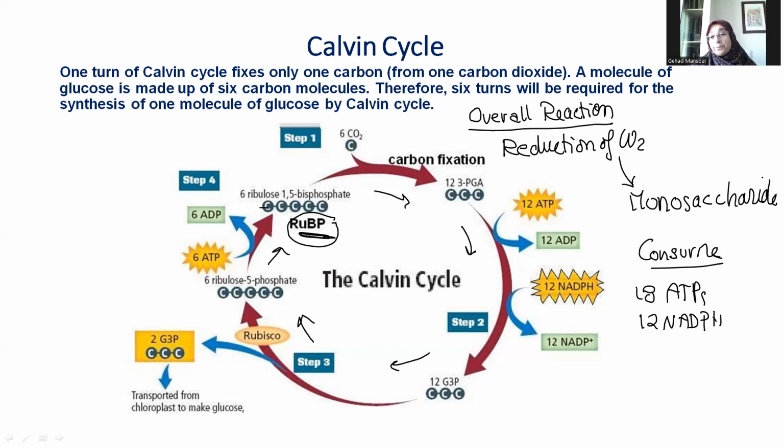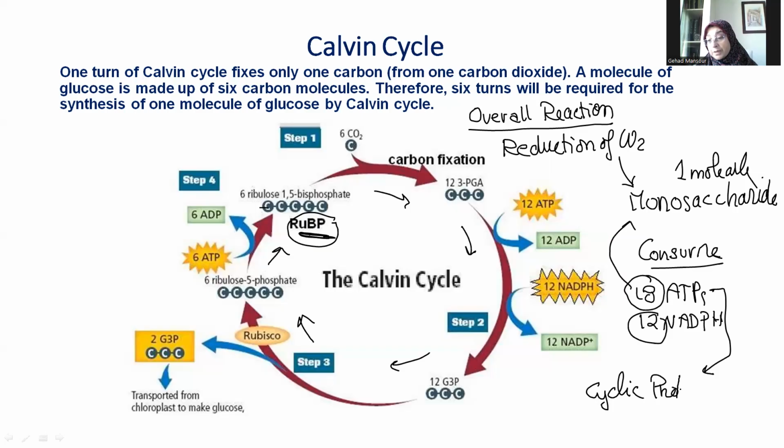So the number of ATP molecules that are consumed in the Calvin cycle to form one molecule of a monosaccharide is more than the number of reduced NADP molecules consumed, and that's why every now and then we have to refer to the cyclic photophosphorylation.